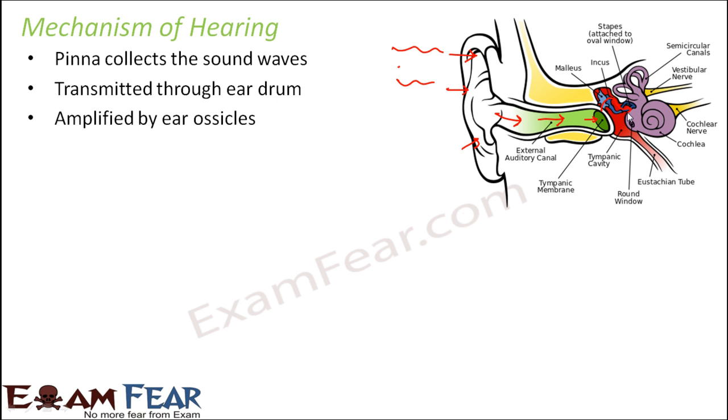So they are passed on through the middle ear and the vibration reaches the inner ear through the oval window of the cochlea. So somewhere here you have the oval window through which the vibrations enter the cochlea. So it reaches the oval window, then it reaches the fluid of the cochlea.